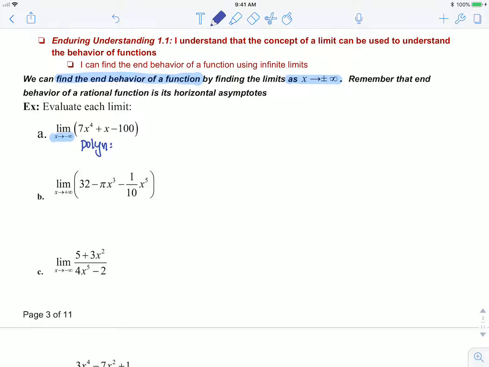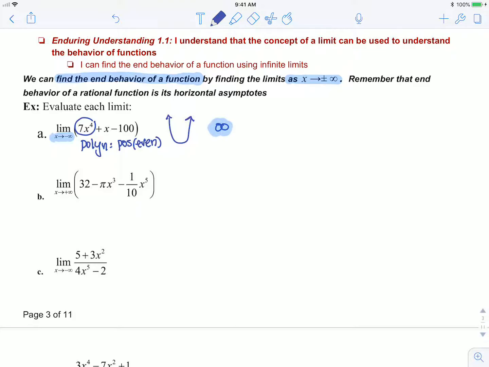So if I'm looking at a polynomial function, I look at the leading term and I see that it is positive and even. So that means it's going to have the same end behavior as positive x squared. So as x approaches negative infinity, that limit is approaching positive infinity.